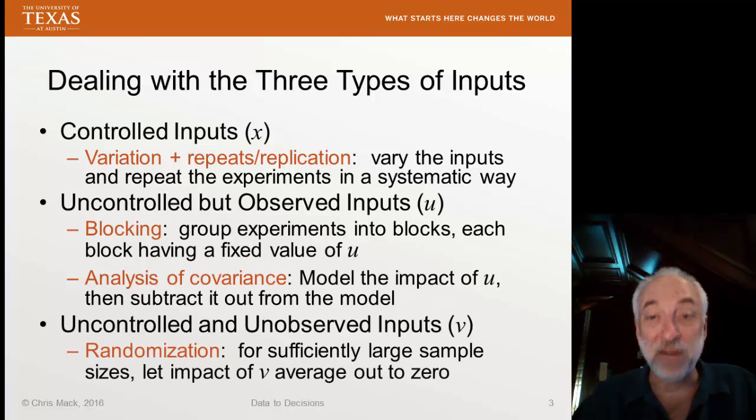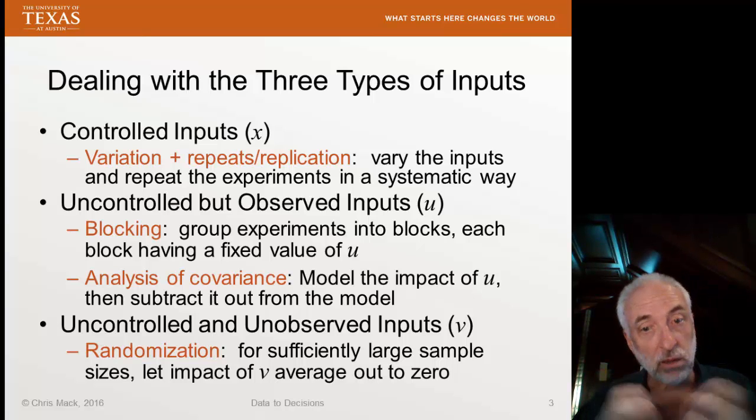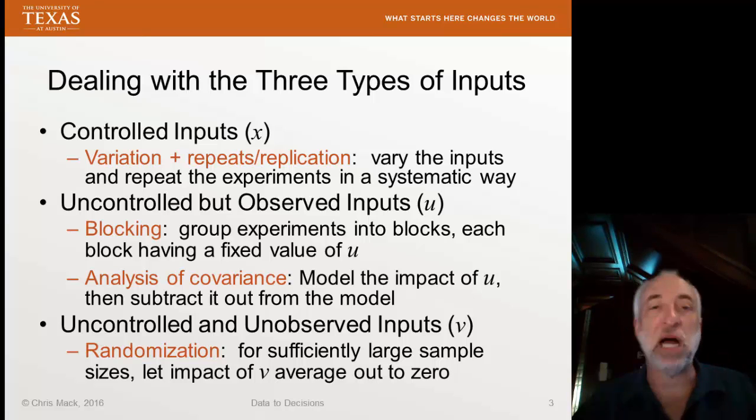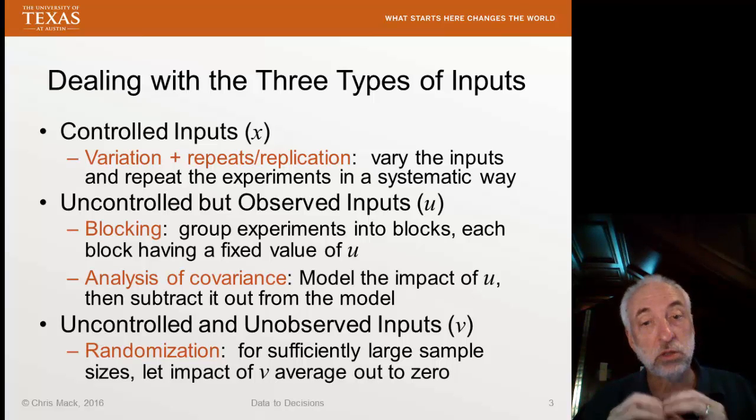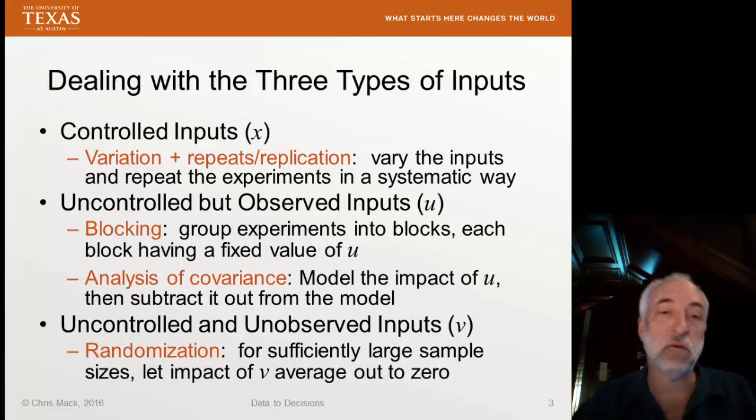And finally, we have the uncontrolled and unobserved inputs. This is the really tough one. And the key insight here is randomization. We're going to randomize the collection of our data, performance of our experiment, in such a way that on average, the impact of those uncontrolled and unobserved inputs can be averaged out to zero on average. If, of course, I have a sufficient number of measurements or observations to make that happen. So we use randomization to affect the uncontrolled and unobserved inputs, and we use blocking or analysis of covariance for the uncontrolled and observed inputs. We're going to talk about both of those topics in some coming lectures in more detail.